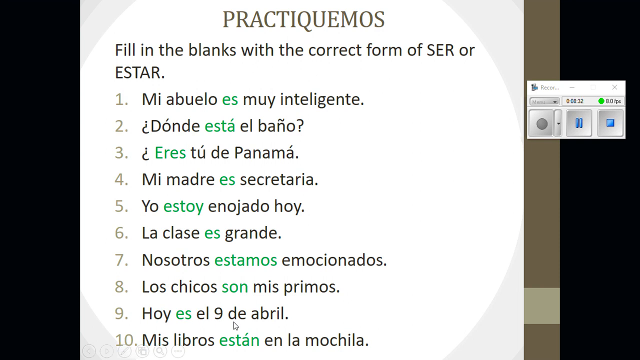9, today is the 9th of April. Hoy es el 9 de abril. Here we're telling time, and we know that that is ser. And today is would be hoy es. Finally, my books are in the backpack. Mis libros están en la mochila. We're talking about location or position here, so we want to use estar. And the word books, libros, is like saying they or ellos. Okay, they are in my backpack. So we would use the ellos form of estar, están. Again, notice here there is an accent over the A.